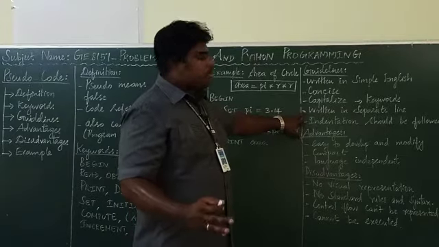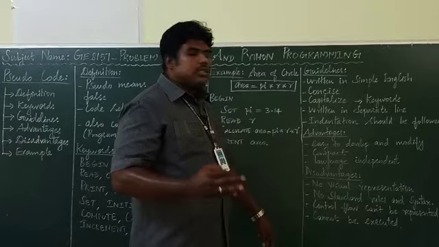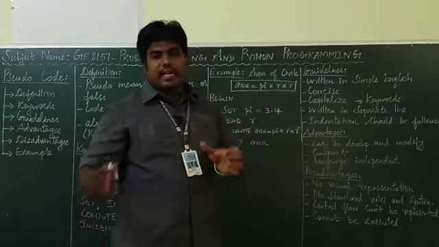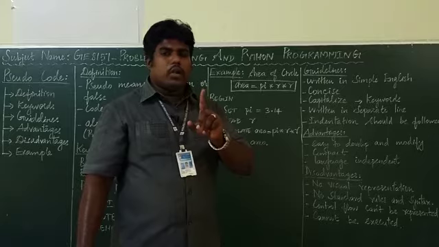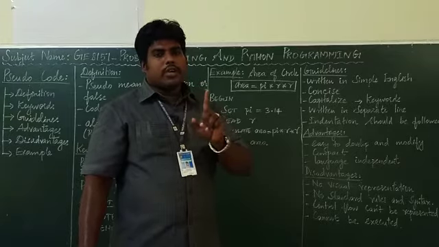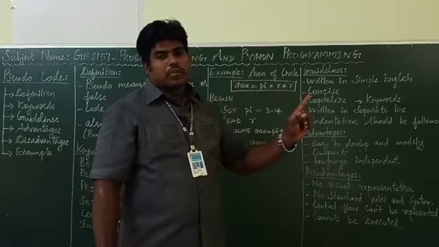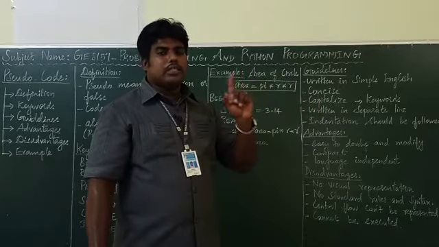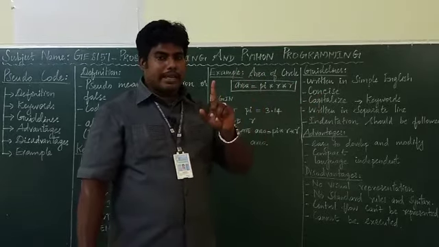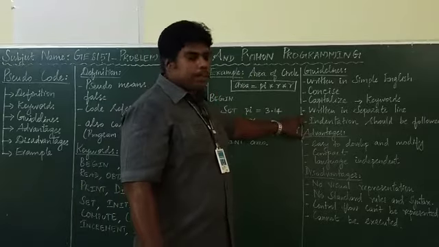Okay. Then written in separate lines. All the instructions should be written in separate lines. Each instruction should show only one condition. For example, increment should be written in one line, then begin should be written in one line. Only one instruction should be written in one line. All of you got it? That should be written in a separate line.